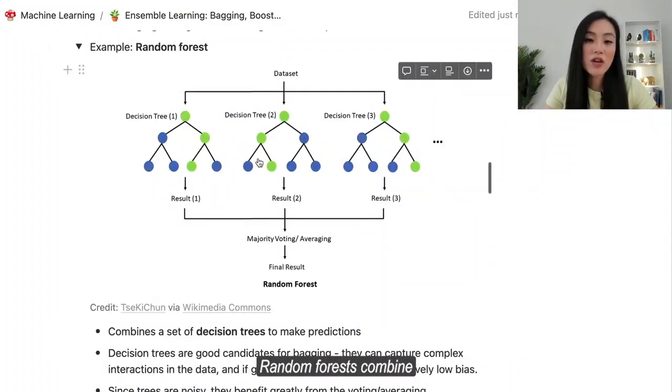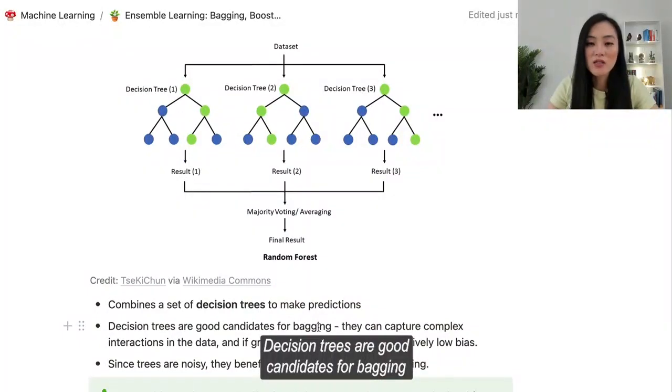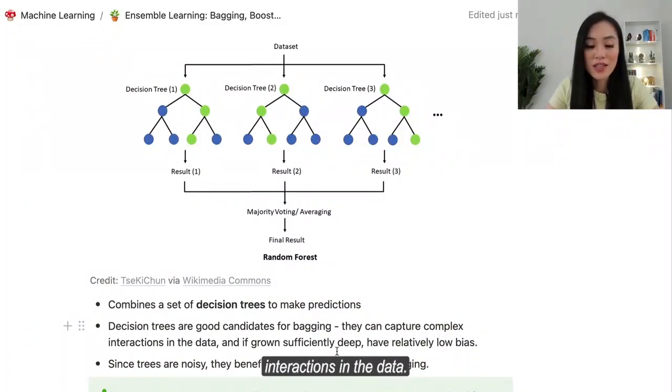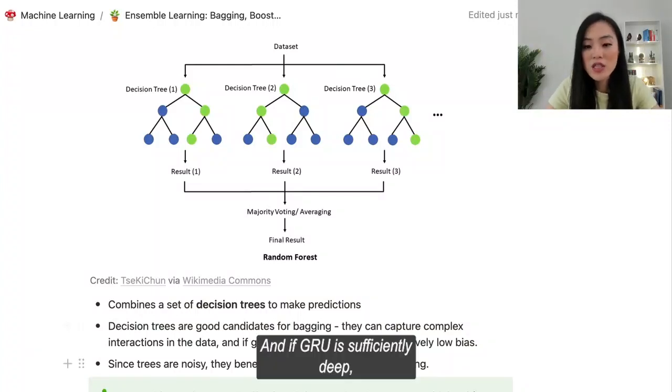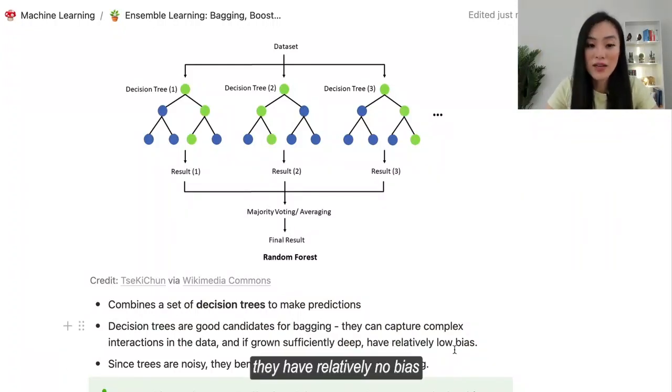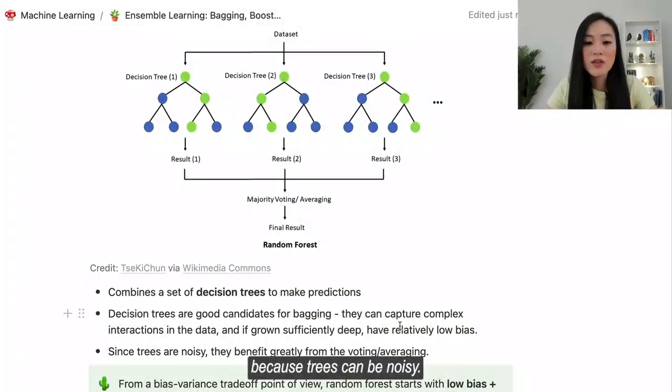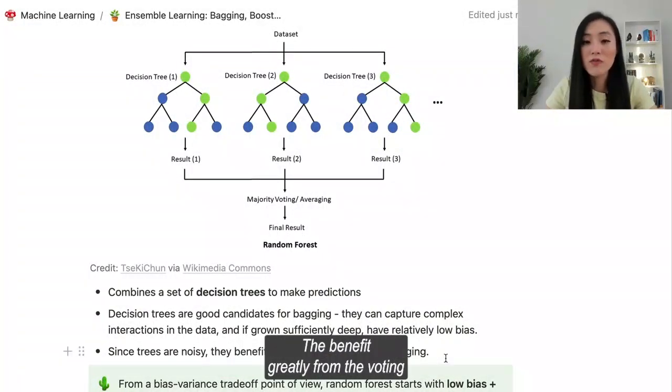An example algorithm leveraging the bagging method is random forest. Here's how it works. Random forest combine a set of decision trees to make predictions. Decision trees are good candidates for bagging because they can capture complicated interactions in the data, and if grown sufficiently deep, they have relatively low bias. Because trees can be noisy, they benefit greatly from the voting or averaging method to get the final prediction.